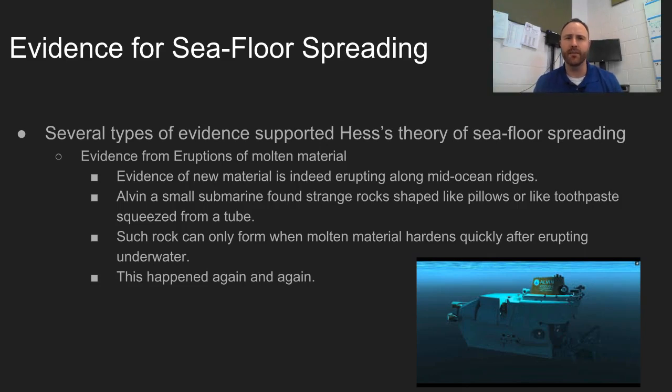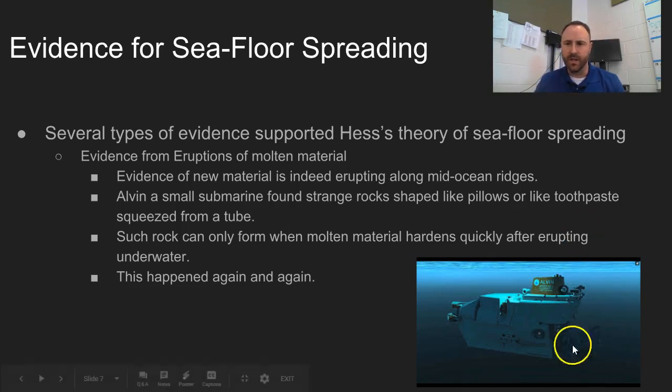So what evidence do we have? As scientists, we're always looking for evidence to support what is actually happening. So what evidence do we have for seafloor spreading? Well, there's a bunch of evidence. This evidence supported Hess's theory of seafloor spreading. His first piece of evidence was that there were eruptions of molten material. And this is evidence that new material is indeed erupting along mid-ocean ridges.